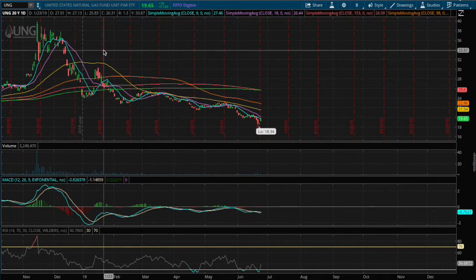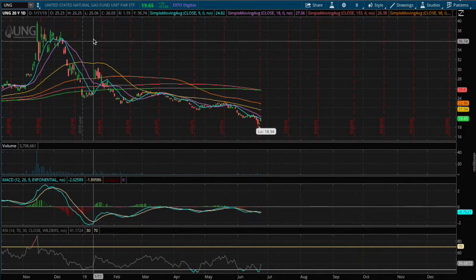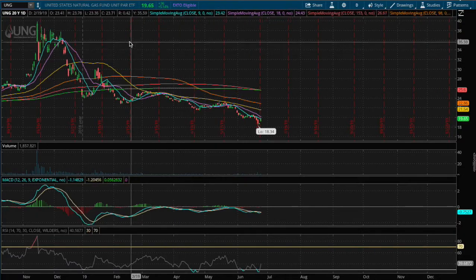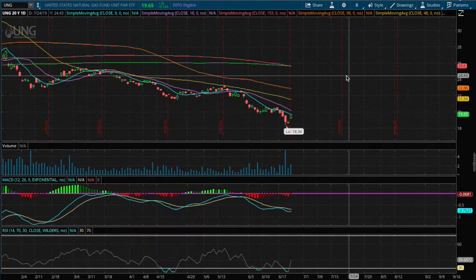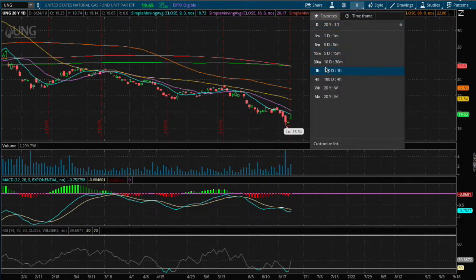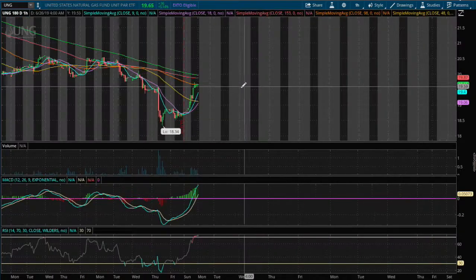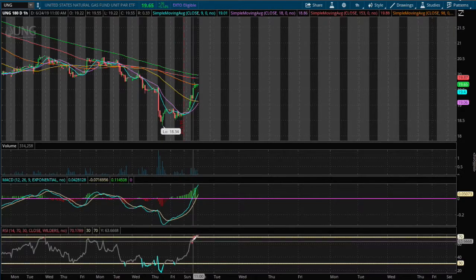Hello viewers, in this video I'll be going over natural gas, ETF ticker symbol UNG. Today natural gas is up around 5% and we have about 1 hour left in trading on the 1 hour chart. The 1 hour RSI is overbought.